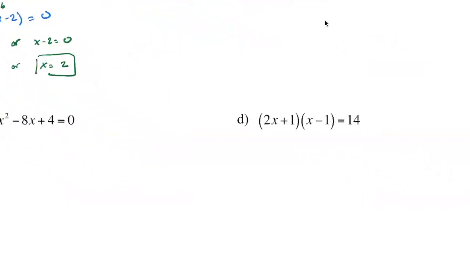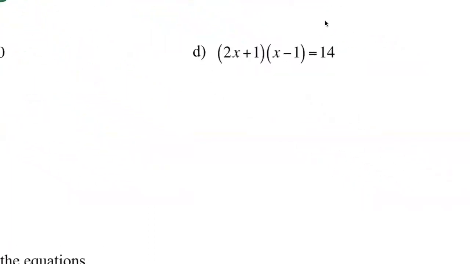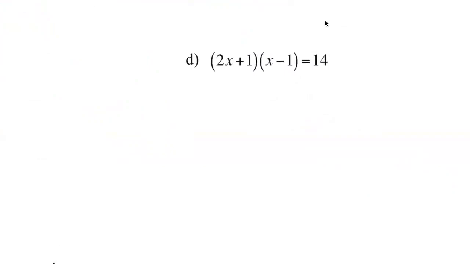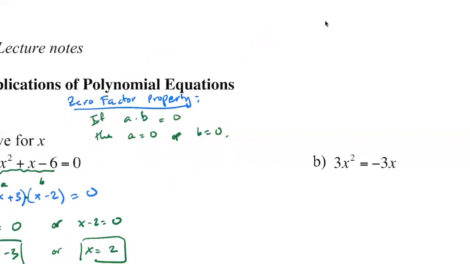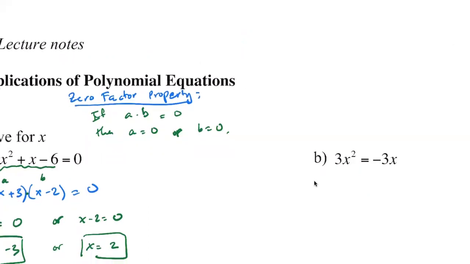When we get to something like D, where it's already set up so that one side of the equation has a product of two factors multiplying and is equal to 14, the problem is that sometimes students make the mistake of saying, okay, the zero factor property says I just set these factors equal to 0 and solve for x. But we have to note that the property says the product has to be equal to 0 on one side.